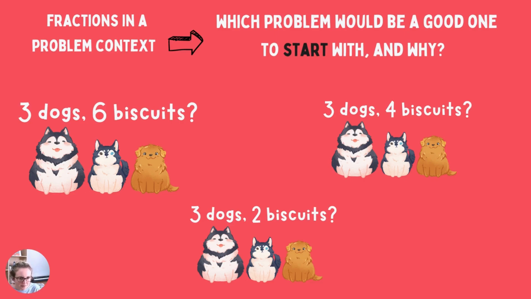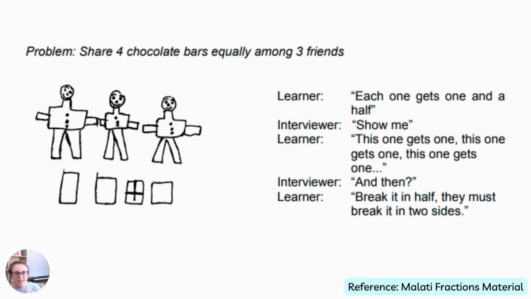What about 3 dogs and 2 biscuits? Now that's a challenging one because children are used to saying 1 for you, 1 for you, 1 for you, and then cutting up the leftovers. But if you begin with a situation where you don't have enough to start with, it might cause them a bit of anxiety. So I wouldn't go with that one. I would start with 3 dogs and 4 biscuits because they each get 1. Now, what do we do with that remainder? How do we make it fair? Okay, so I would suggest that a problem like this, where you've got more than enough to share, would be good. So let's have a look at that.